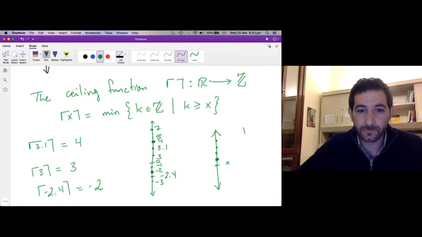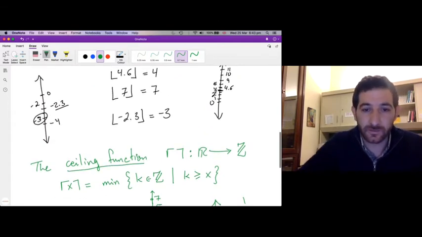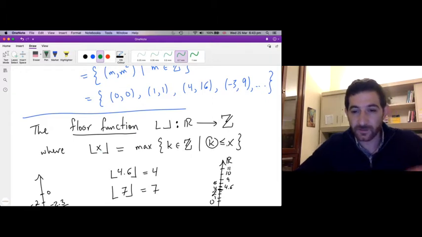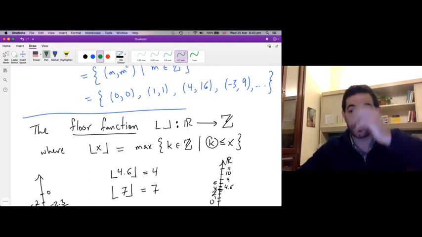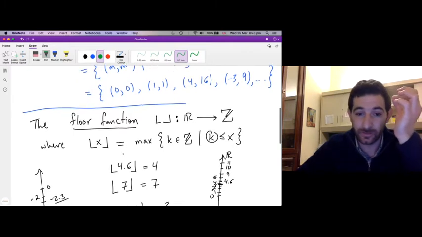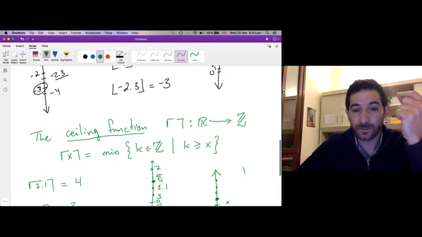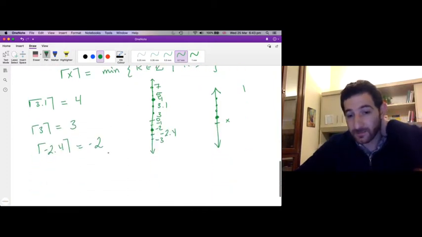So this is the ceiling function and this is the floor function. So let me say it in words. The floor of x is the greatest integer less than or equal to x. Okay, so you see x, you look at all the integers, whole numbers below x, and you choose the greatest one. This is the floor. Now the ceiling of a real number x is what? You look at all the integers, all the whole numbers bigger than x, and you choose the least one. And this will be the ceiling.